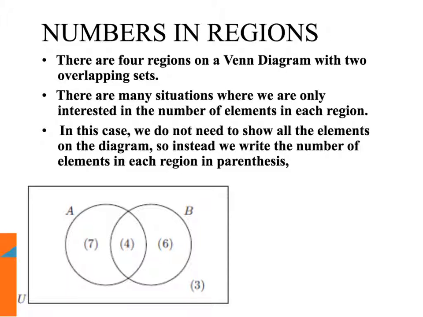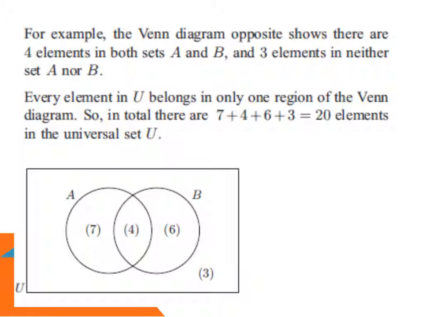There are many situations where we're only interested in how many elements there are in each region, and we don't need to show all of the elements on the diagram. So instead, we write the number of elements in parentheses. For example, the Venn diagram below shows there are 4 elements in both sets A and B. So there's 4 elements in the intersection and 3 elements that are not in set A or B.